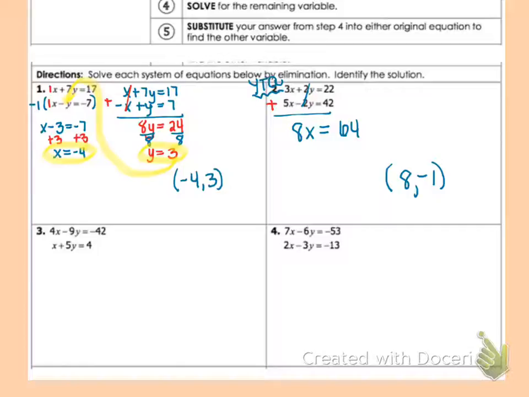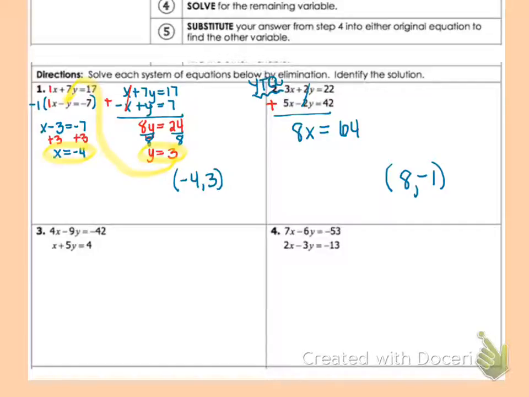So sometimes we are not able, from the original equations, to see a coefficient that's exactly the same or exact opposites, and we have to kind of manipulate them a little bit. So in the case of number 3, you can see that the coefficient of the x in the first equation is 4 and the bottom one is 1, so not opposites and not the same. And with the y's, negative 9 and positive 5. And so adding or subtracting these equations would not eliminate either one of the variables. So we have to do a little work first.